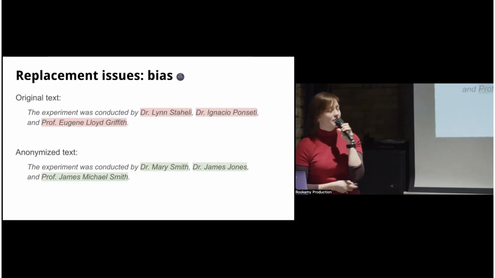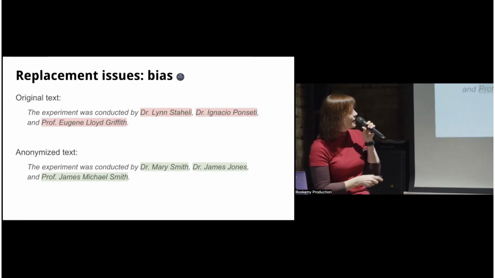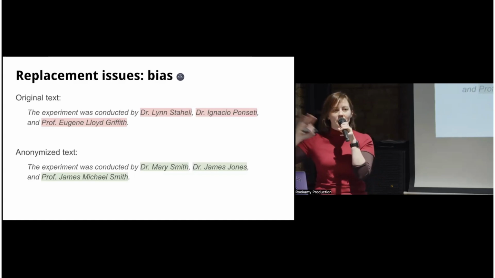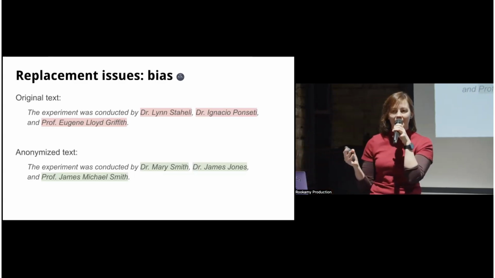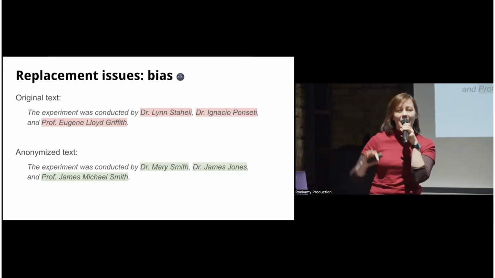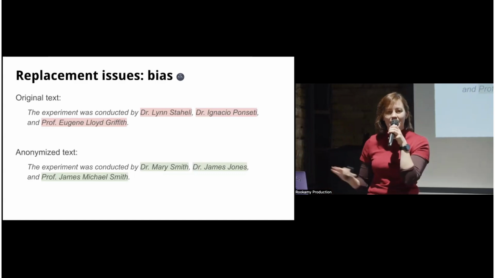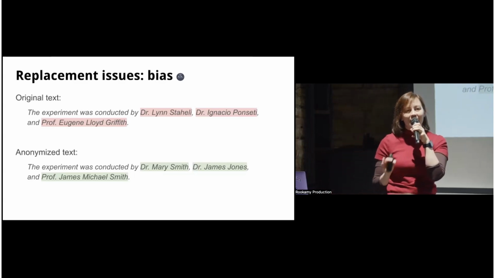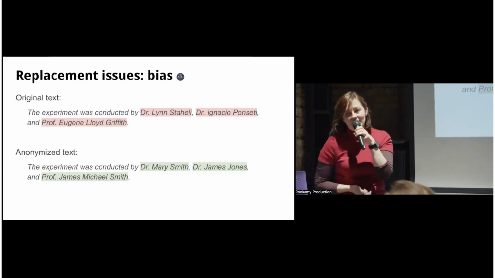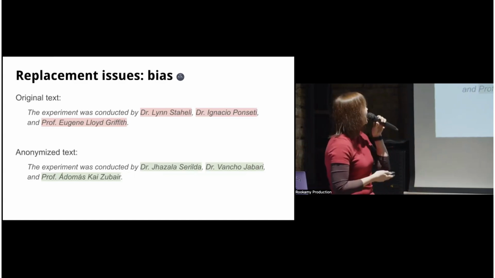Yeah. So we introduced bias because Mary and James are two of the most popular names in the English language, and Smith and Jones are the most popular last names in the English language. You don't want your anonymizer to anonymize every person to Mary Smith or James Jones or Mary Jones or James Smith, right? That would be bad for your models that you later train on this data.